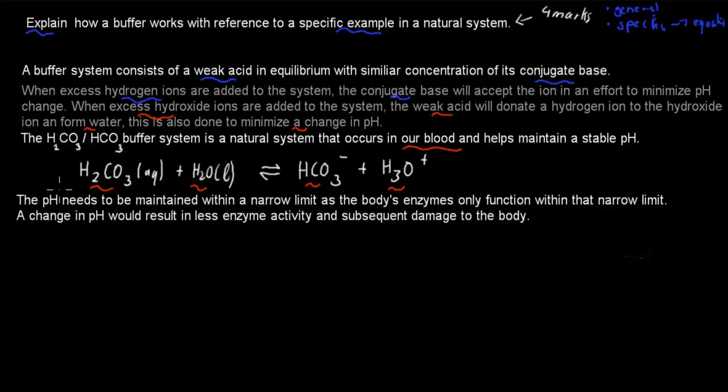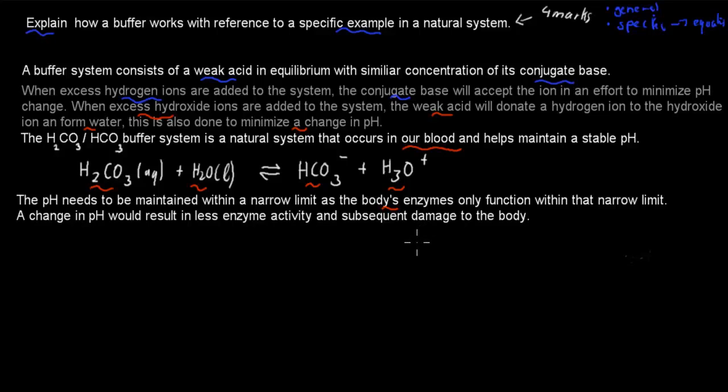And then I quickly wrote, this part here is just writing about why we need to have a narrow range for our pH in our blood and in our body. The pH needs to be maintained within a narrow limit as the body's enzymes only function within that narrow limit. So that's why we need to keep a narrow limit, because our body's enzymes will stop functioning otherwise. So a change in pH will result in less enzyme activity and subsequent damage to the body. So obviously that's why we want to maintain that pH.